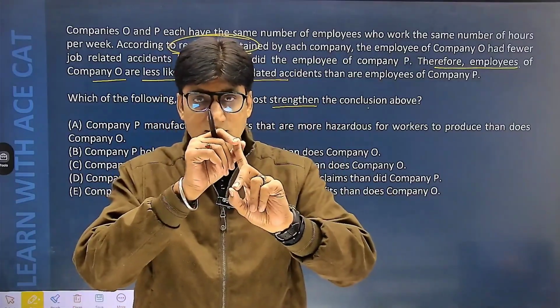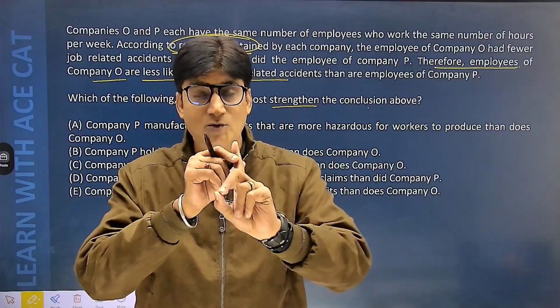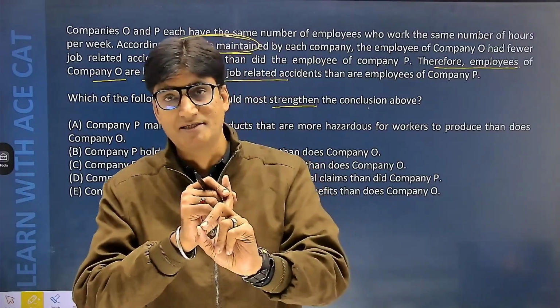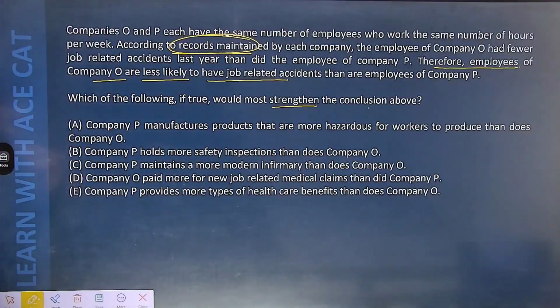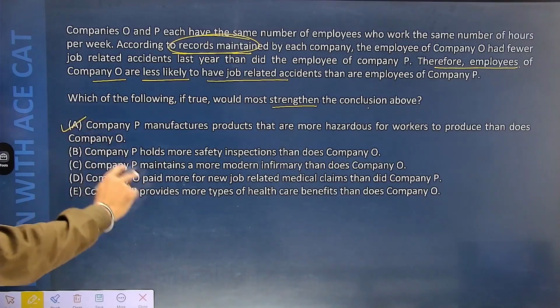तो आई होप द पॉइंट इज क्लियर. तो व्हाट इज द कंक्लूजन एंड व्हाट इज द प्रमाइस, ये दोनों चीज़ें ढंग से समझना बहुत इंपॉर्टेंट है. अब स्टूडेंट्स, मुझे बताना है वो ऑप्शन जो स्ट्रेंथन करेगा इस कंक्लूजन को. मतलब हमें वो ऑप्शन बताना है जो इनफैक्ट इसे और प्रूव करेगा कि यस, कंपनी पी में जॉब रिलेटेड एक्सीडेंट्स होने के चांसेस ज़्यादा हैं. So, which is the correct answer? I think if you compare all the options, the best answer is first option, isn't it?